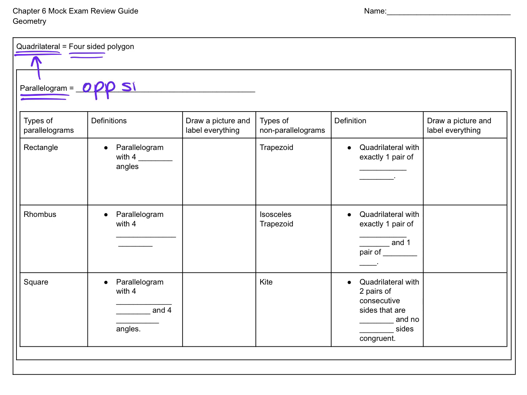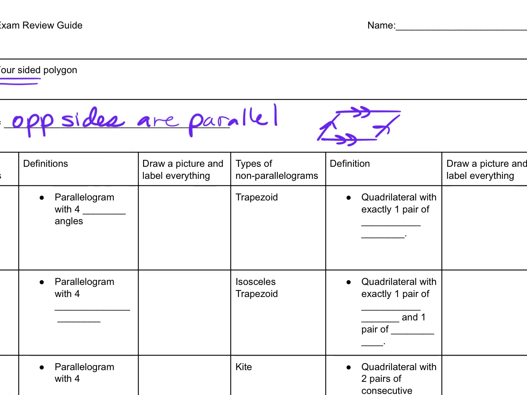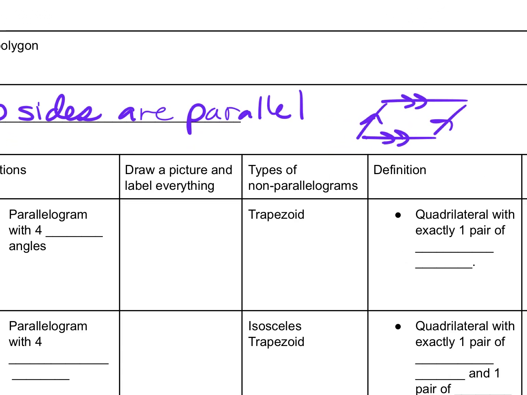Parallelogram sides are parallel. Okay, so a parallelogram is going to have opposite sides that are parallel. So something like this. This is your most generic parallelogram. Tell me what we know about any old parallelogram. Opposite sides are parallel.